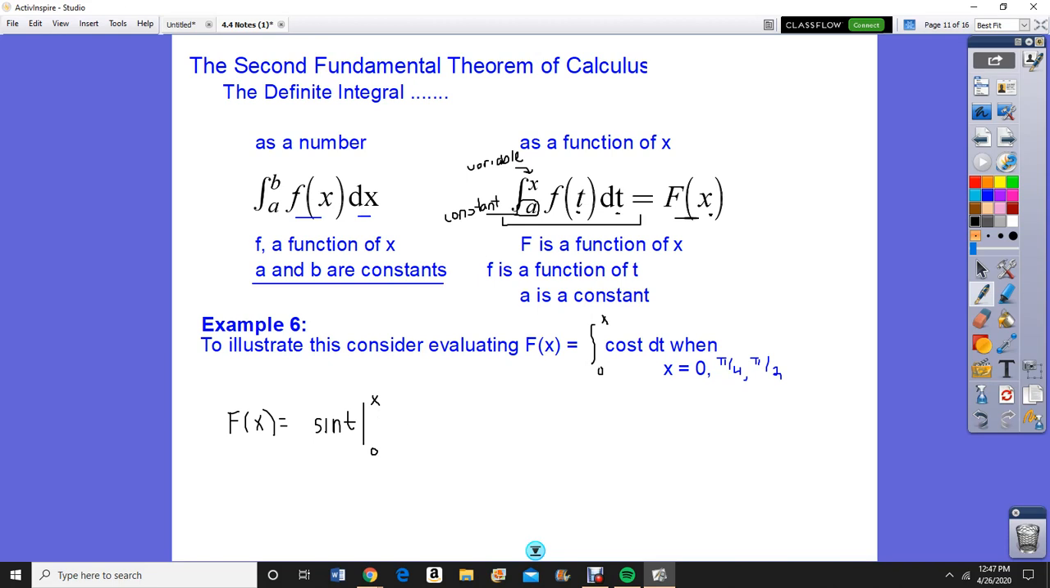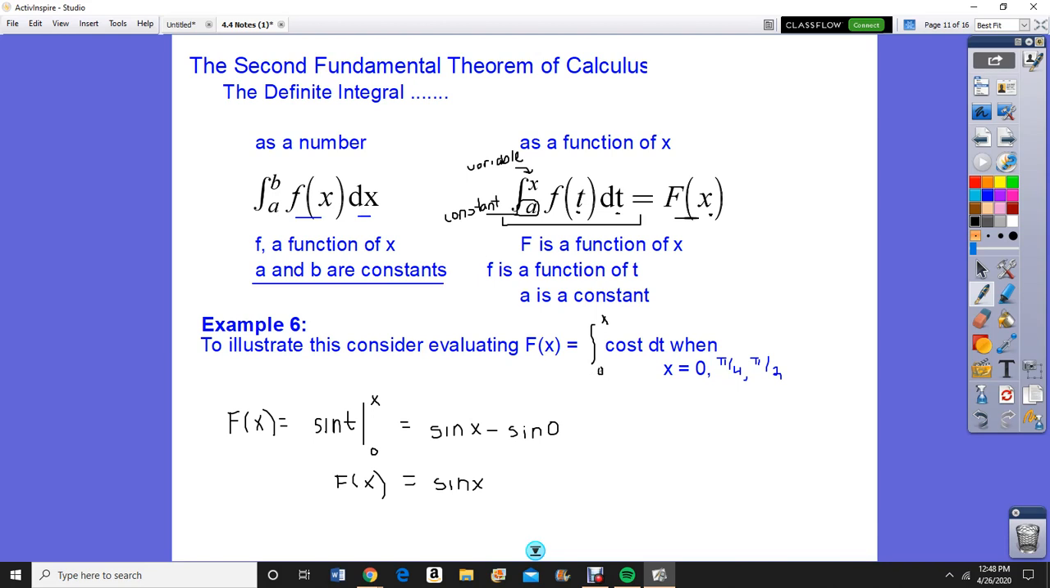And then we're going to make use of that first fundamental theorem of calculus, where we'll take our F of b, if you will, so plugging x into our function, and subtracting from it F of a, so taking that lower bound and plugging it in. And the sine function at 0 is 0, so really our, if you will, capital F of x function is simply sine x.